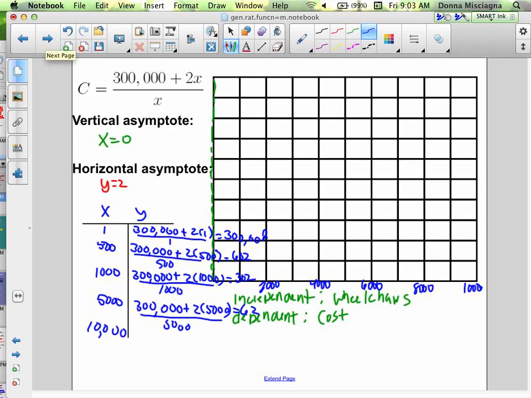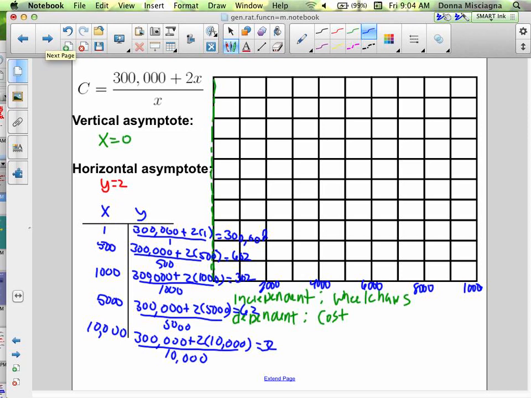So if we do 10,000, that would be 300,000 plus 2 times 10,000, divided by 10,000. So that's going to be 320,000 divided by 10,000. That's going to be $32. Right? We can take larger numbers.